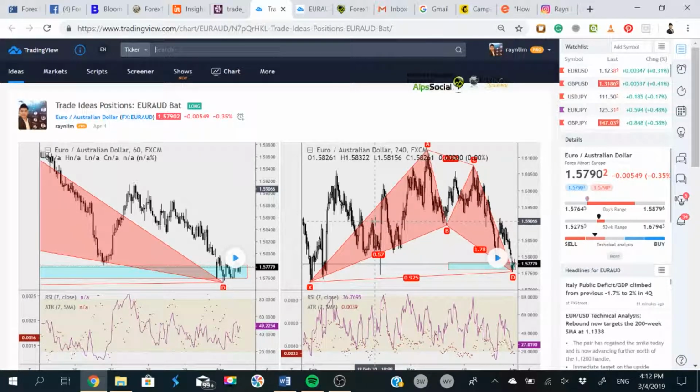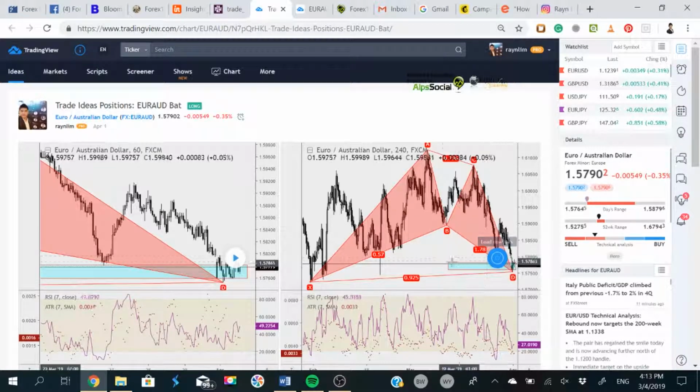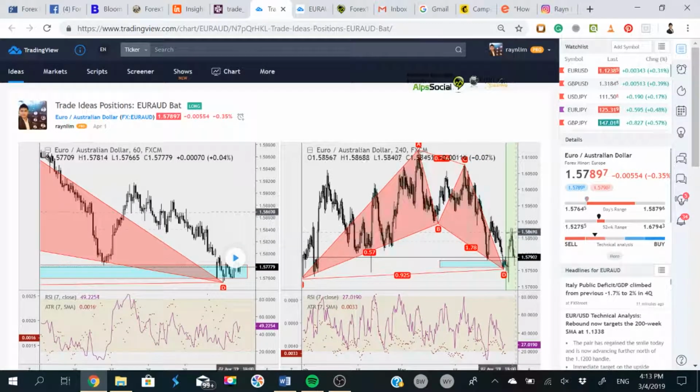So he spotted this pattern all by himself during our one-day course, and mind that he does not have any trading background. He spotted this harmonic Bat pattern, and it has turned out to hit our first target over here. So this is a 4-hour chart, this is a 1-hour chart.